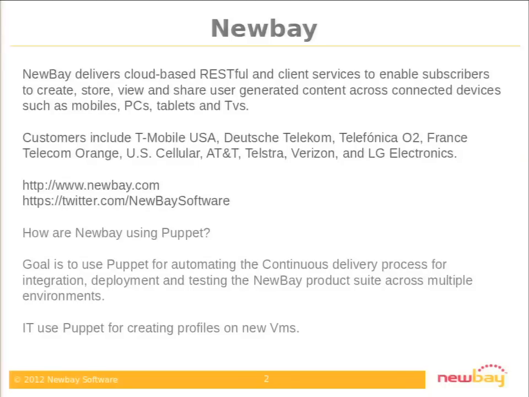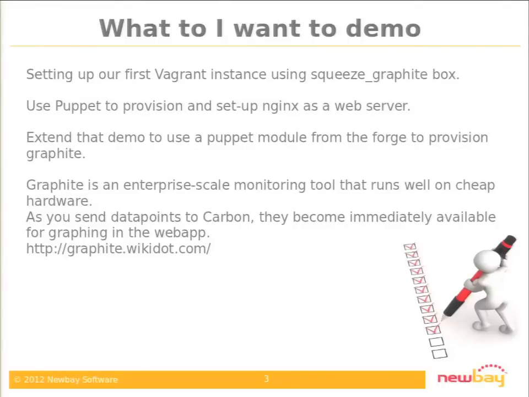We're not extensively using Puppet yet, but this isn't a talk about how we're using it, just to say that we use it to provision some profiles on new VMs, and we're working on the continuous delivery deployment stuff and ENCs. What I am hoping to try and do today is talk a bit about Vagrant and how to use it to get Graphite up and running, and then use Puppet to provision an Nginx as a web server. That is what isn't working for me right now, but we'll see how you get on.